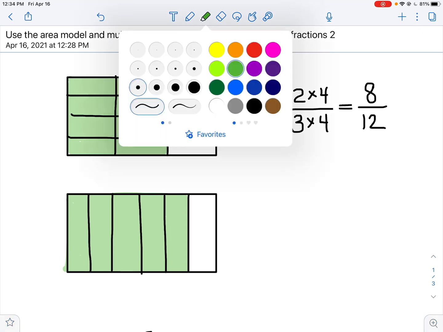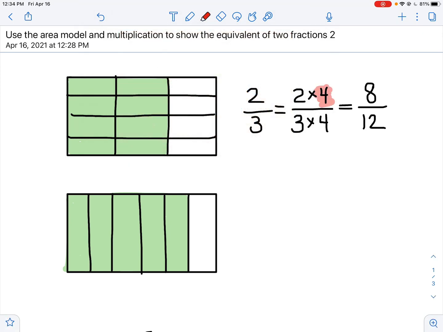Notice that all I had to do was pick a number to multiply my numerator, the top number, and my denominator, the bottom number, by, and I could come up with an equivalent fraction. I didn't even need to necessarily draw it, though I want you to see what it looks like. Let's take a look at the next one. We can do the same thing.